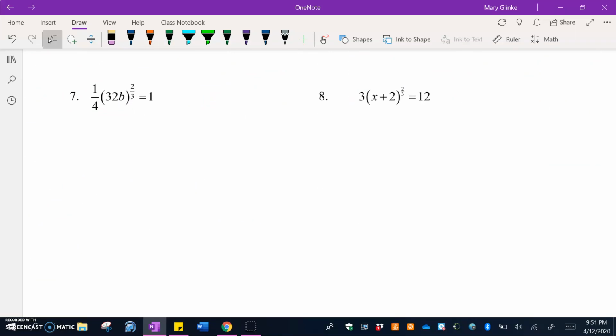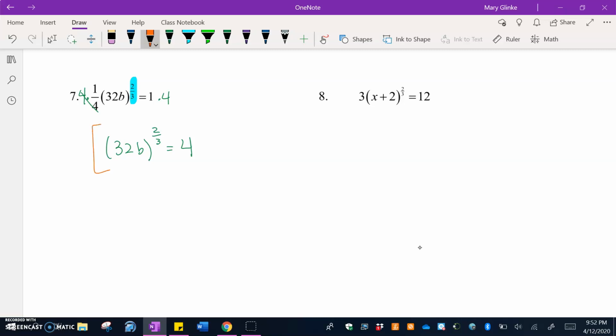So we're going to try 2 more here. So we want to get our radical by itself. So we're going to multiply this by 4 on both sides to get rid of that 1/4. So we have 32b to the 2/3 power equals 1 times 4, which is 4.